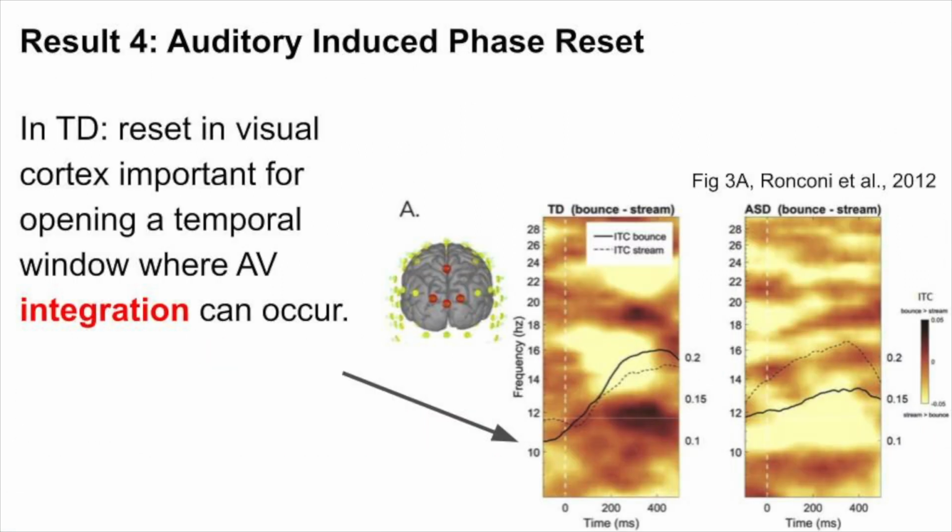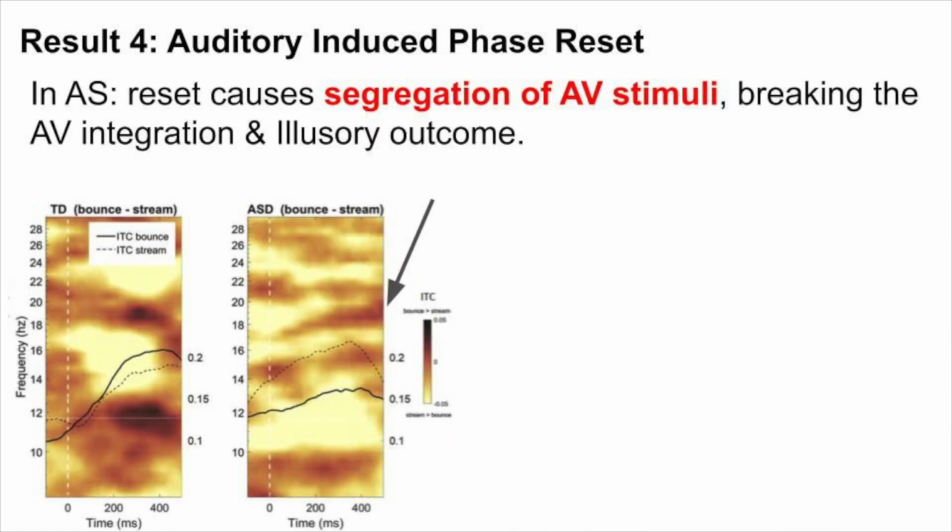Another highlight is around auditory-induced phase reset. In TD, auditory stimuli can reset the phase of oscillatory activity in visual cortex, thought to help align rhythmic brain activity of auditory and visual areas and thus open a temporal window where audio-visual integration can occur. In autistics, however, auditory-induced phase reset caused segregation of audio-visual stimuli, breaking the integration and illusory outcome.